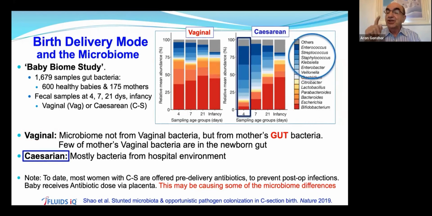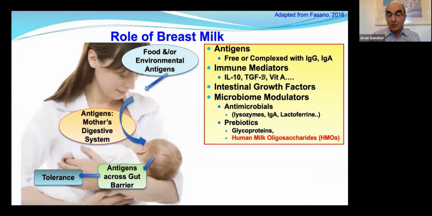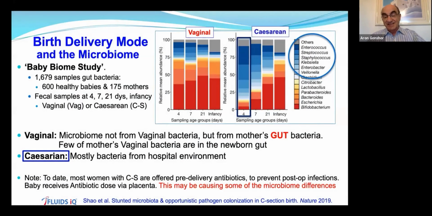But if the child was born by cesarean, then the bacteria are mostly the bacteria from the hospital environment and mostly skin, which is not what the baby needs. By the time it gets into infancy, you start to see that approximating what happened with the vaginal delivery, but never quite gets there.